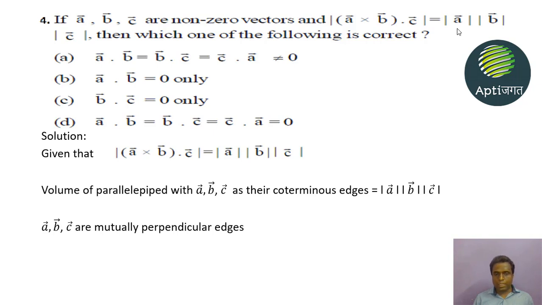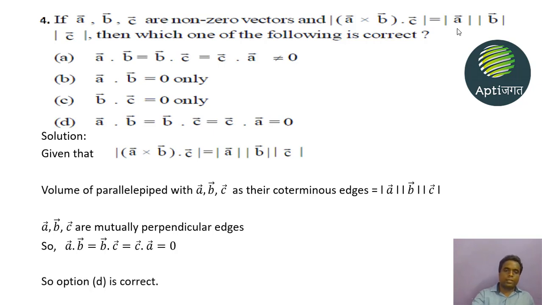If they are perpendicular to each other, they will form an angle of 90 degrees. So for perpendicular vectors, the scalar product is always zero because it is |A||B| cos theta, and cos 90 is always zero. We know A vector dot B vector is zero, also B vector dot C vector is zero, and finally C vector dot E vector is also zero. So option D is correct.